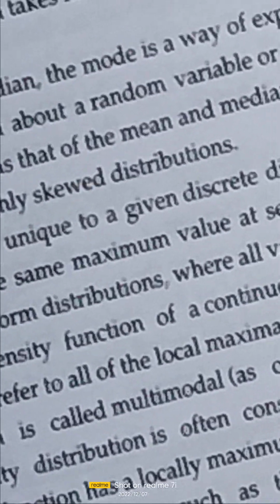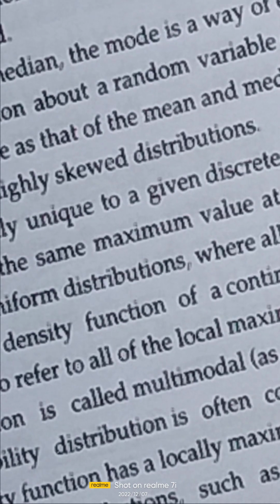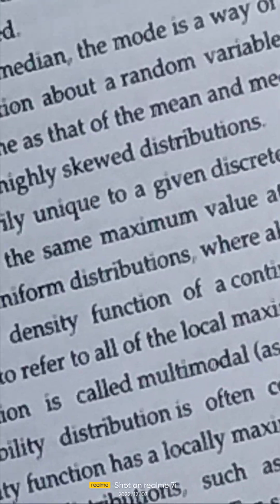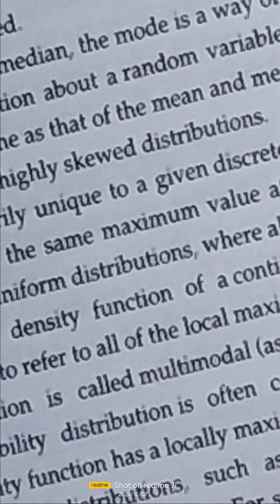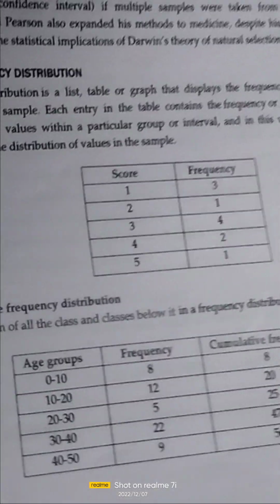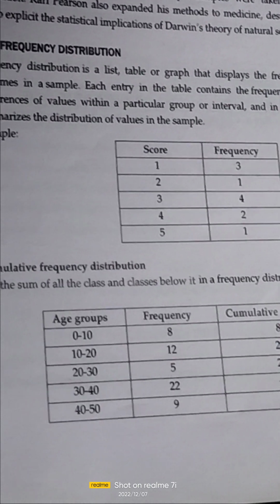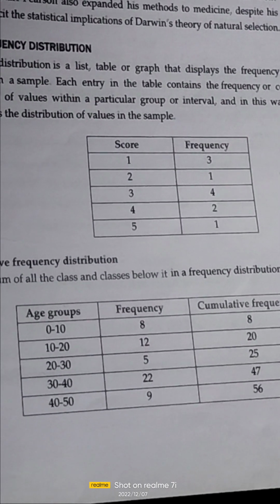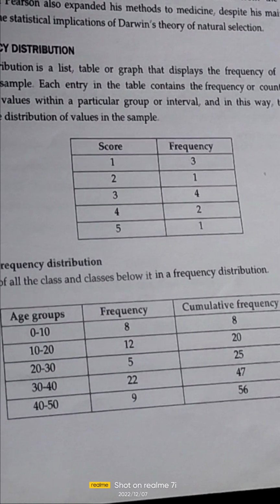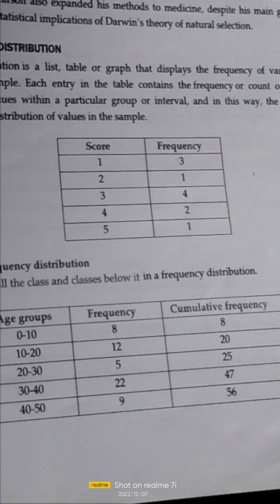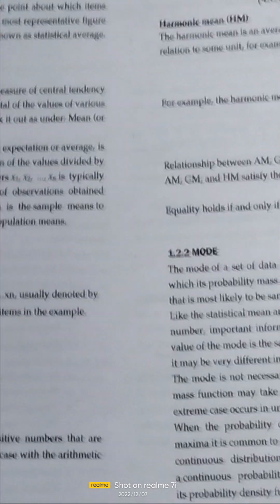Next is the frequency distribution list or graph, which I will show. In this frequency distribution list, the various outcomes that came in the sample are listed. Each entry of the table contains the frequency of occurrence within a particular group. Here is the frequency distribution table: age groups, frequency, cumulative frequency, and the score and frequency are observed.